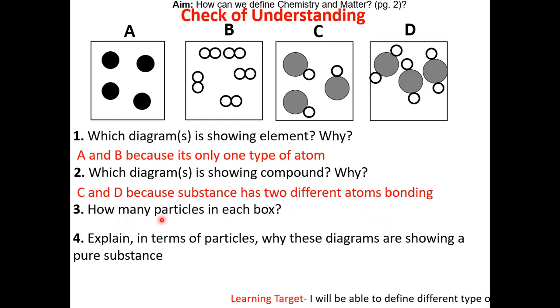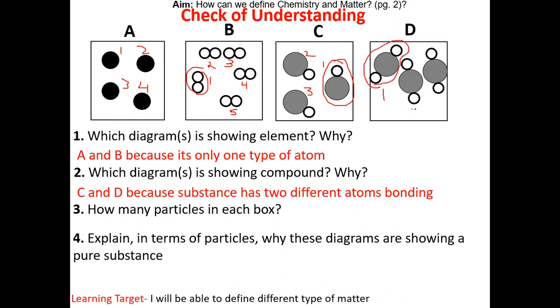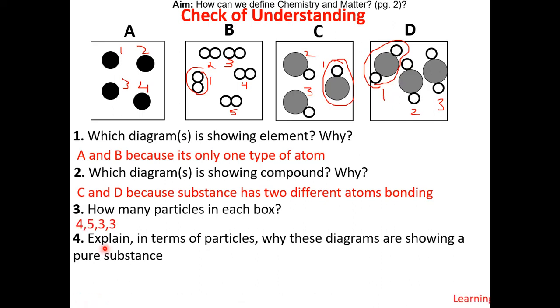Question 3. How many particles are in each box? Let's count the particles in each box. In diagram A, there is 1, 2, 3, 4 particles. In diagram B, this counts as one particle. So it will be 1, 2, 3, 4, 5. In diagram C, this counts as one particle. So it will be 1, 2, 3. And diagram D, this counts as one particle. So 1, 2, 3.